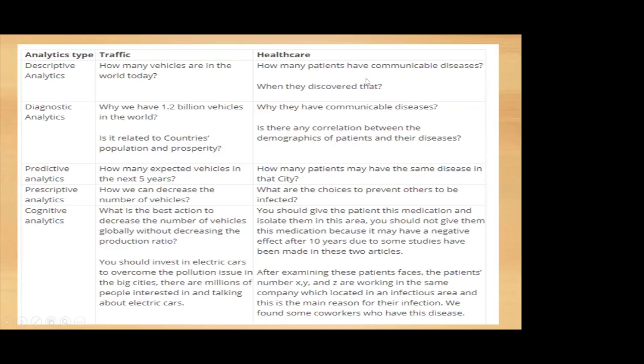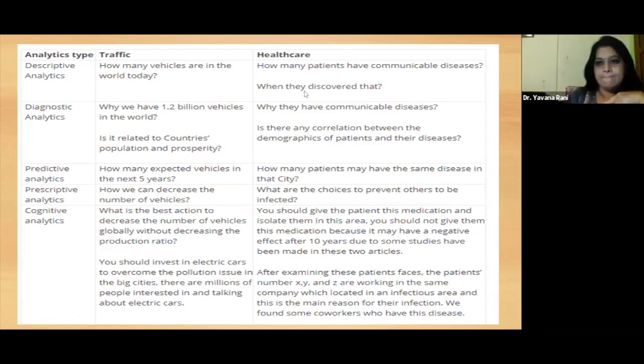And why do they have communicable diseases? The second example you can see, we can correlate these questions, right? Why do they have communicable diseases? Is there any correlation between the demographics of patients and their diseases? So you can correlate all these questions. Examples for the second one.